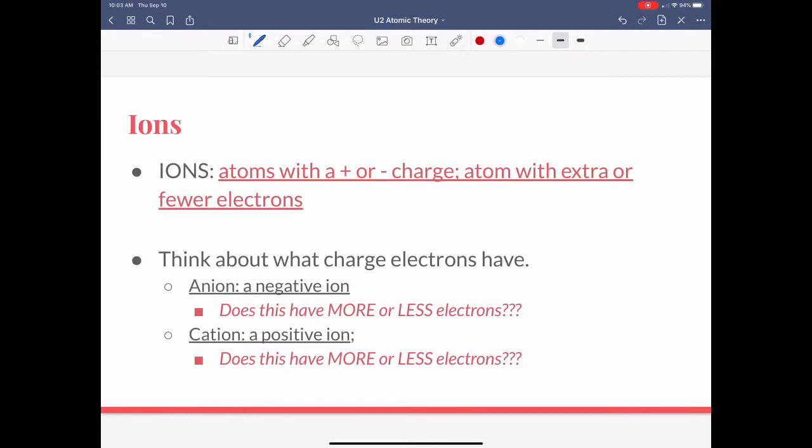Taking a look at ions now. Ions are atoms with a positive or negative charge. We know that our positive comes from our protons, and the negative charge in our atoms comes from our electrons. So for them to have a positive or negative charge, these two are no longer present in equal amounts. We have more protons or more electrons than the other. So there's an imbalance here.